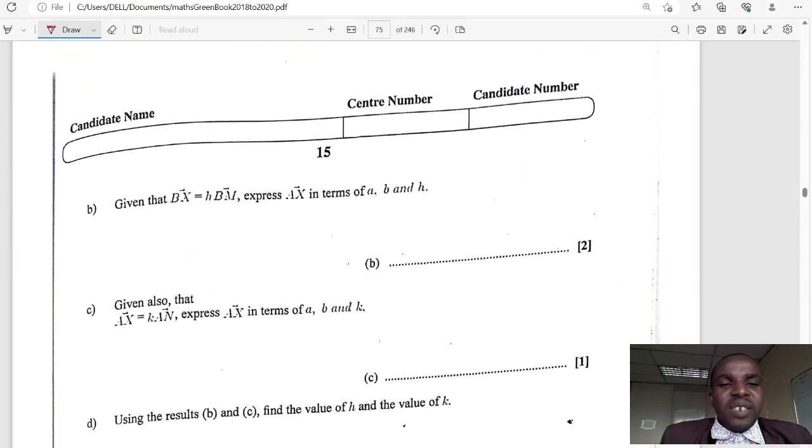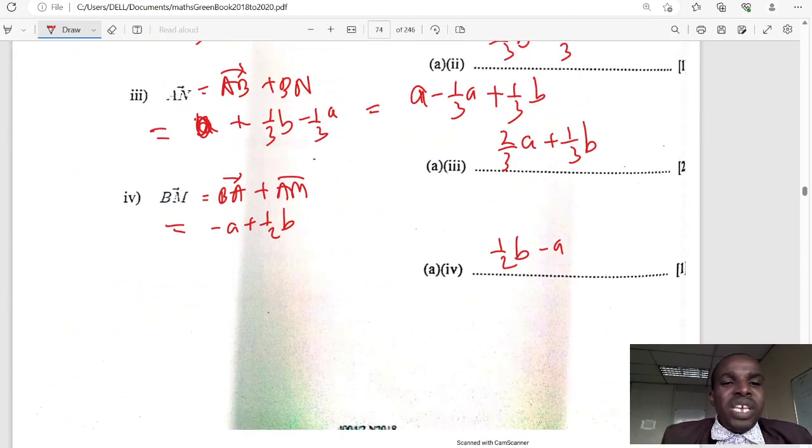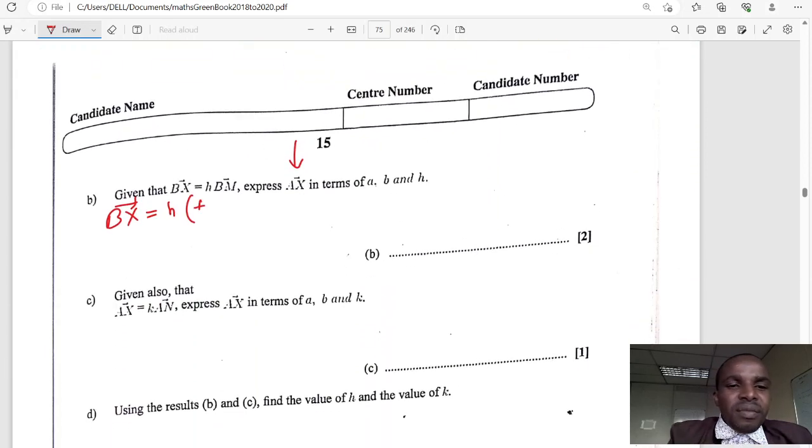Done. Then next, given that BX is equal to H BM, express AX in terms of AB and H. BX is the one that contains H, but you want to find AX. So it's H, then you open bracket and put BM inside there. What is our BM? It's half B minus A. So it will be half HB minus HA. So that's your BX.